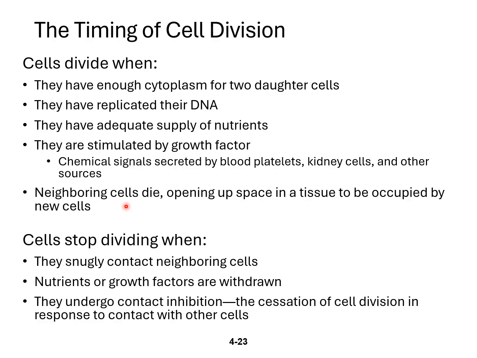Neighboring cells can die, opening up spaces for new cells. That's what happens in nervous and muscular tissue in most of those cases. And they start to divide, and they stop dividing when they're too close to their neighboring cells. There are no nutrients or growth factors for them to actually signal to grow. Or they undergo contact inhibition, and this is the stopping of cell division in response to contact with other cells. So if you don't have any room to grow, they don't grow.